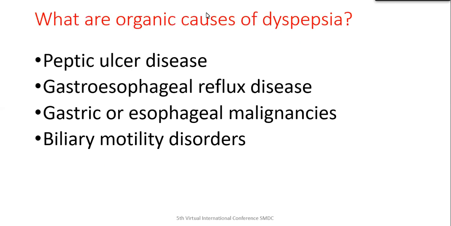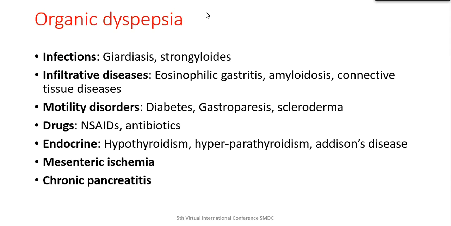And that can range from peptic ulcer disease, esophageal reflux disease, malignancies, motility disorders, infections, infiltrative disorders, drugs, endocrine causes, mesenteric ischemia, chronic pancreatitis. These potentially lethal conditions can present with epigastric pain. And when you go back to the definition, that just needs epigastric pain to be present for more than 1 month. So we need to be very cautious here, because we may be missing a major serious diagnosis if we are just focusing on the definition of dyspepsia.